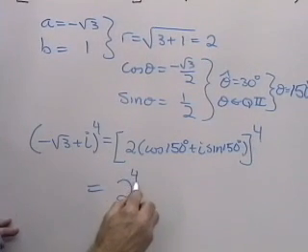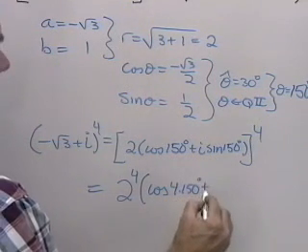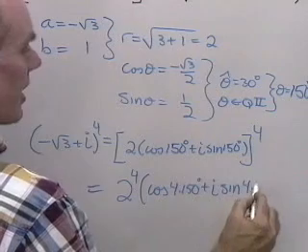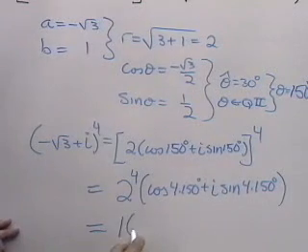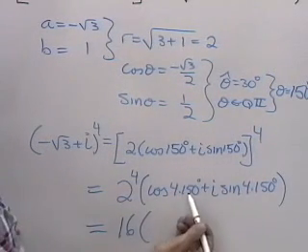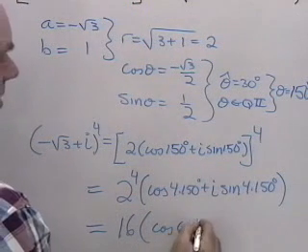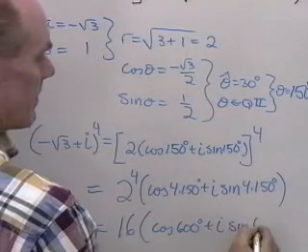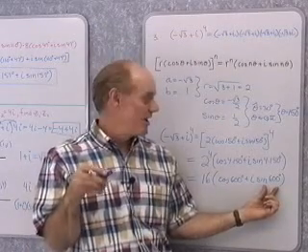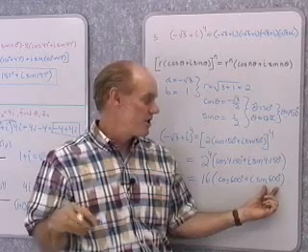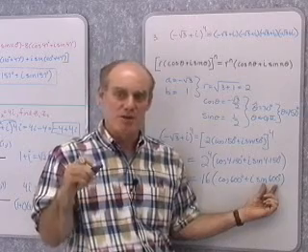By my formula, that's 2 to the fourth times cosine of 4 times 150 plus I sine of 4 times 150. So you can see this is a real easy process here. 2 to the fourth is 16. 4 times 150, well, that's 600. So cosine of 600 degrees plus I sine 600 degrees. Now, 600 degrees is more than one complete revolution, so I'm going to subtract 360 from 600 to get an angle that's coterminal with it, between 0 and 360 degrees.